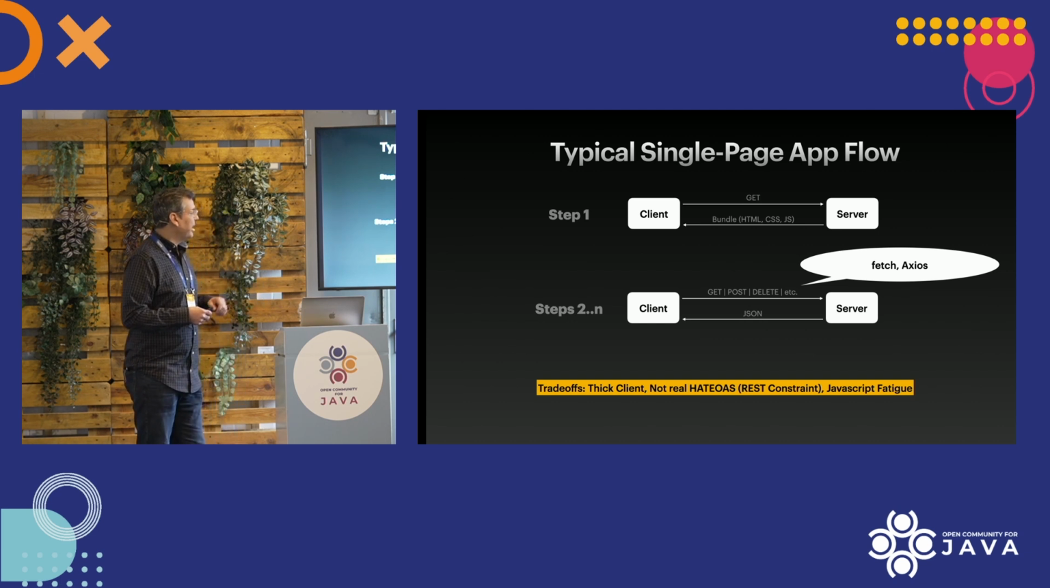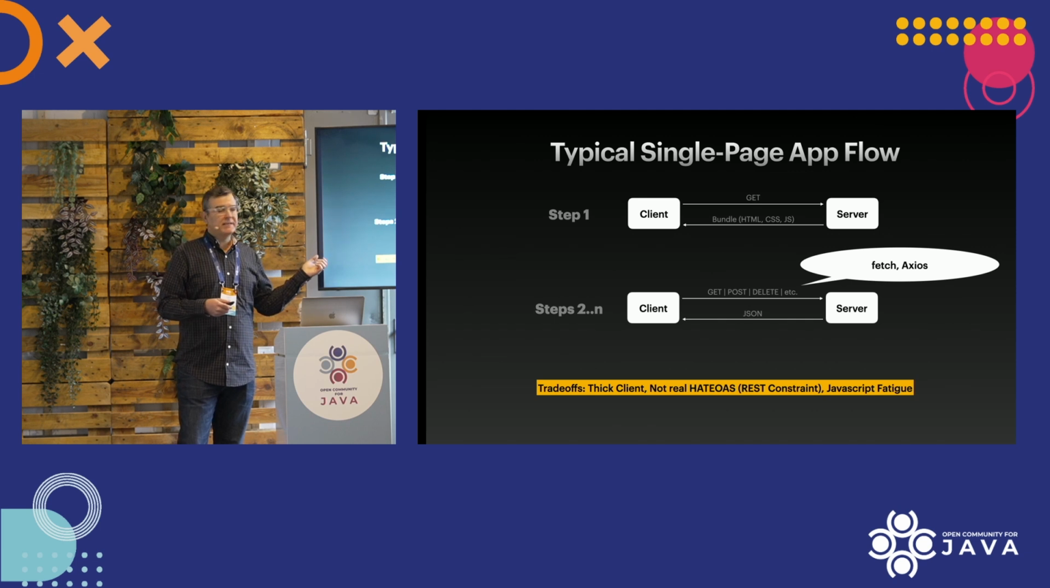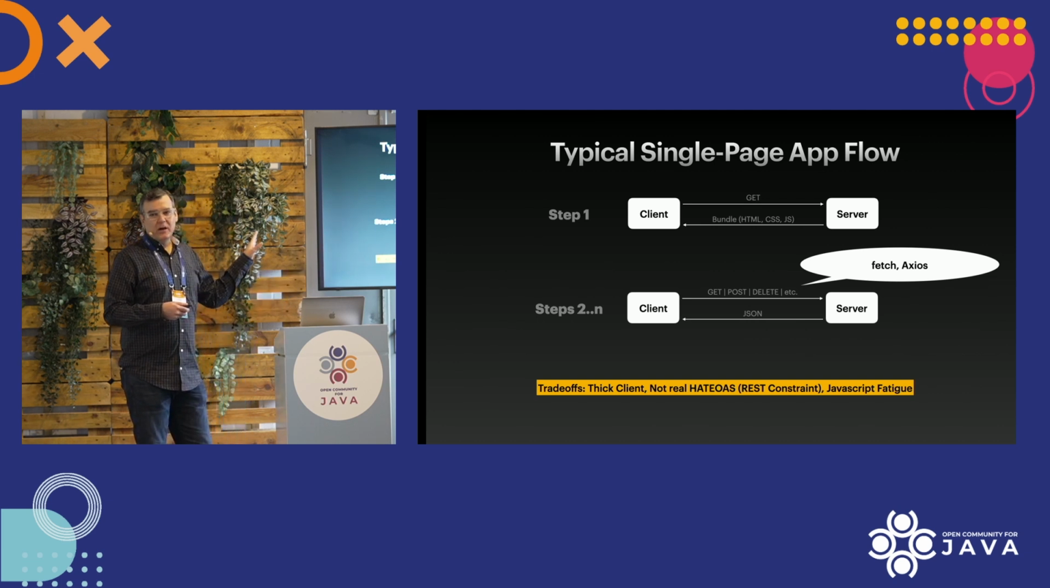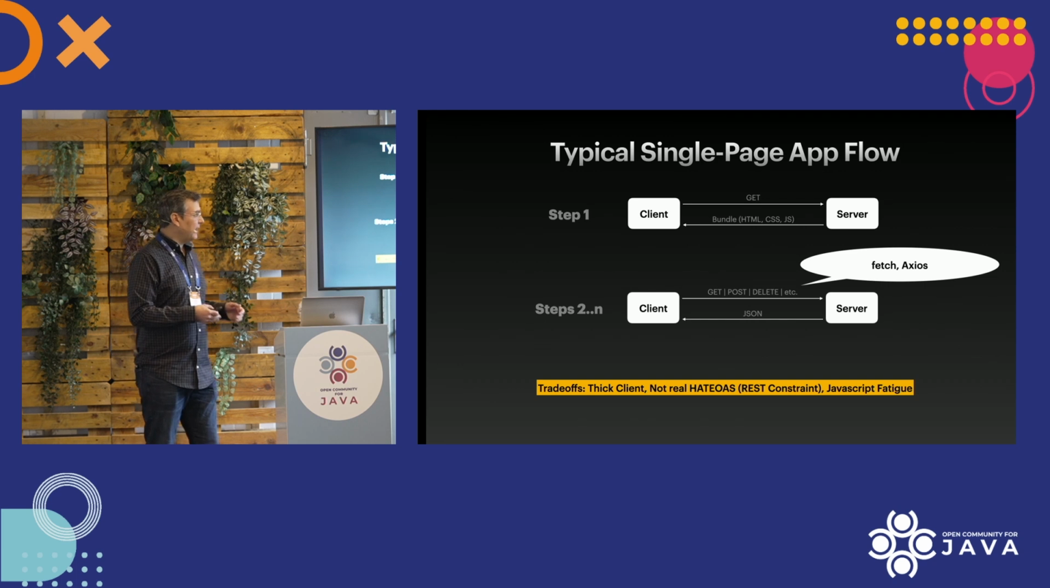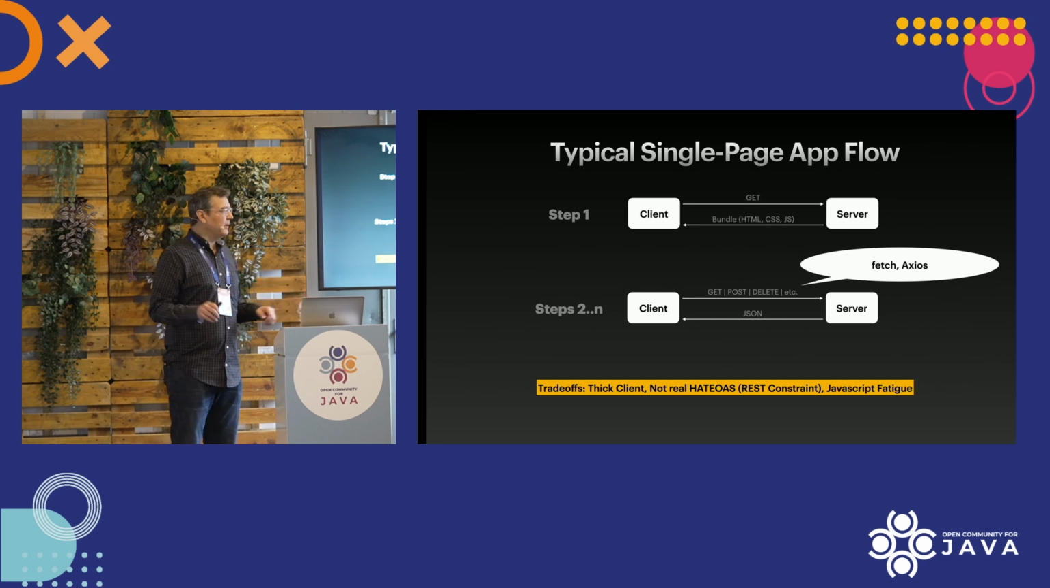In steps 2 through n, the client continues communicating with the server, and it also makes HTTP requests with all of the verbs sometimes: get, post, delete, etc. And that's done using either fetch or a library like Axios. Now the server returns JSON with the data requested by the client. We all are probably familiar with this approach. This is state of the art.